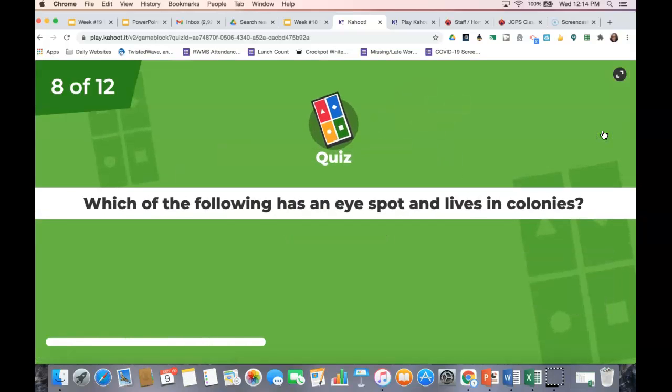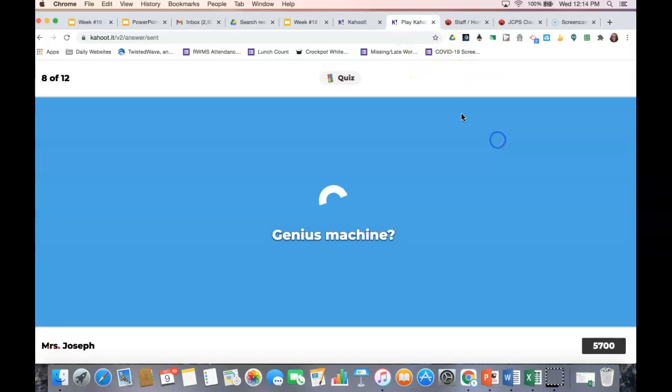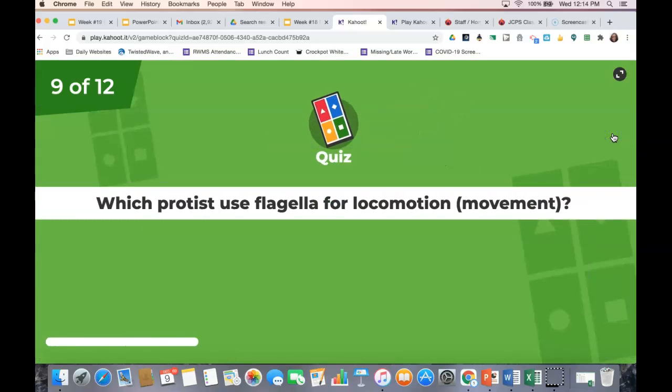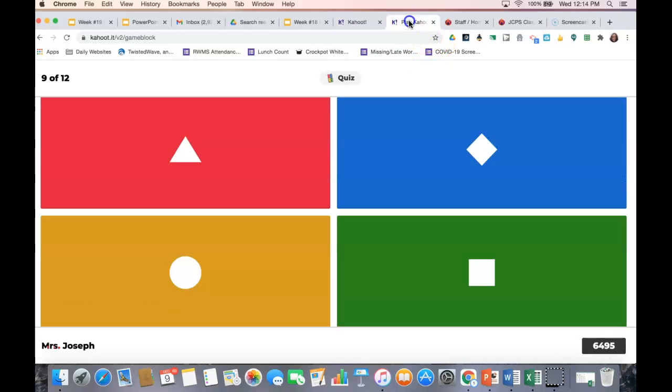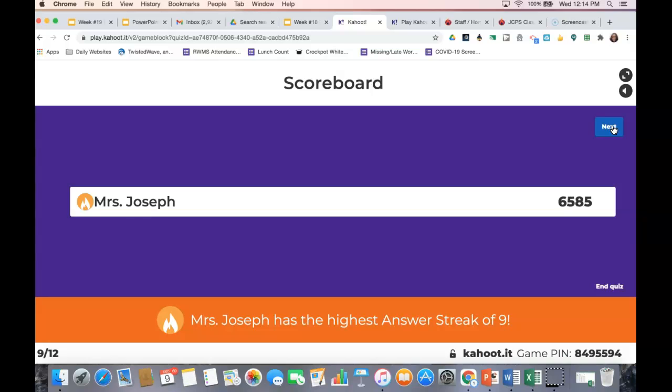Question number 8 says, which of the following has an eye spot and lives in colonies? Well, we know the volvox and the euglena both have eye spots, but it's the volvox that lives in colonies. Question 9, which protist uses flagella for locomotion or for movement? Both the volvox and the euglena are considered flagellates because they both use flagella to move around in the water.